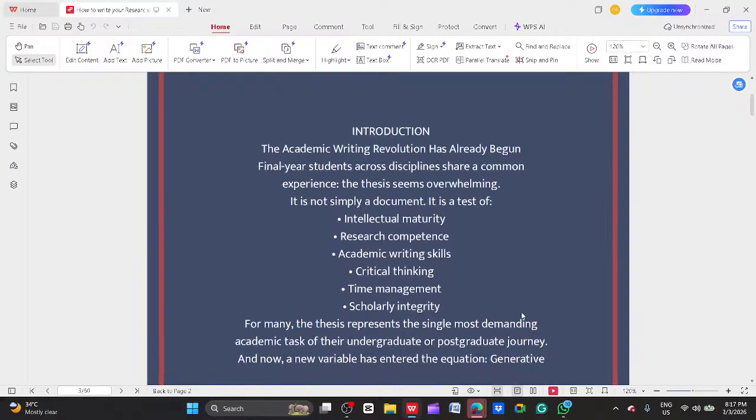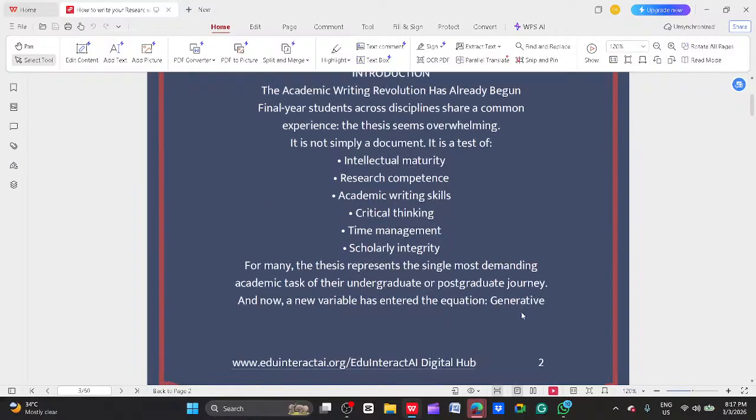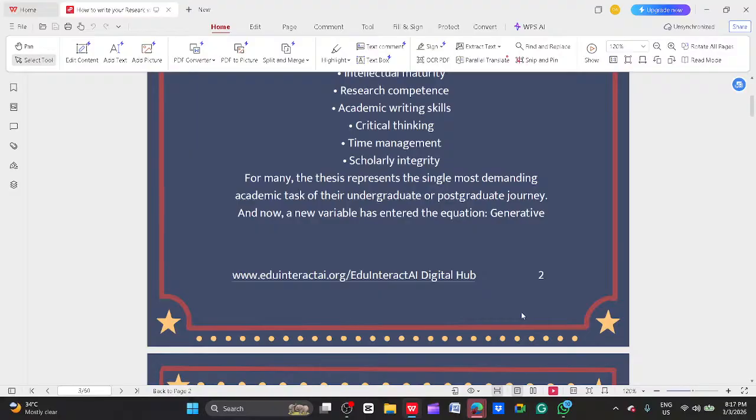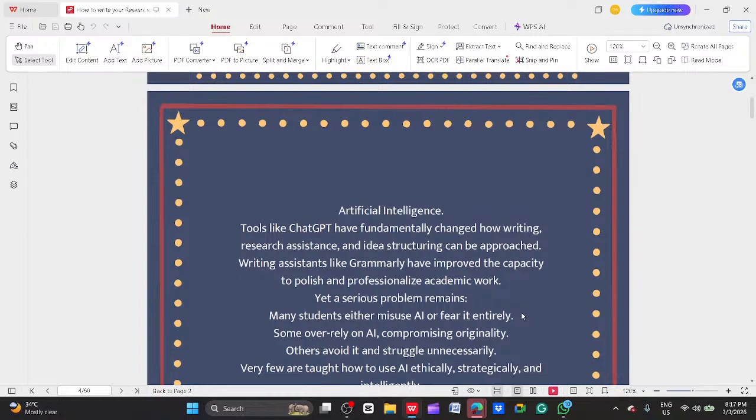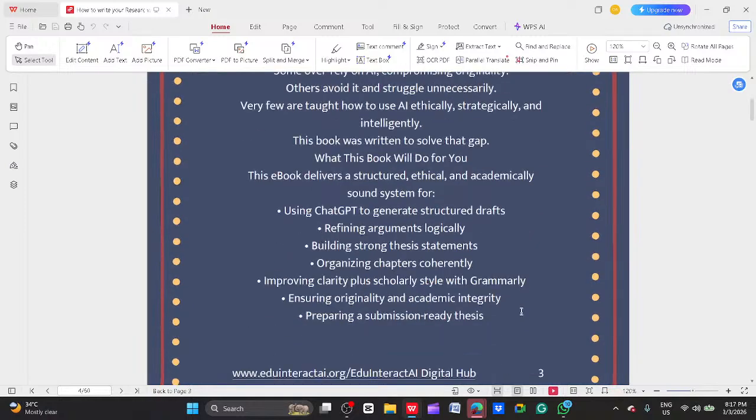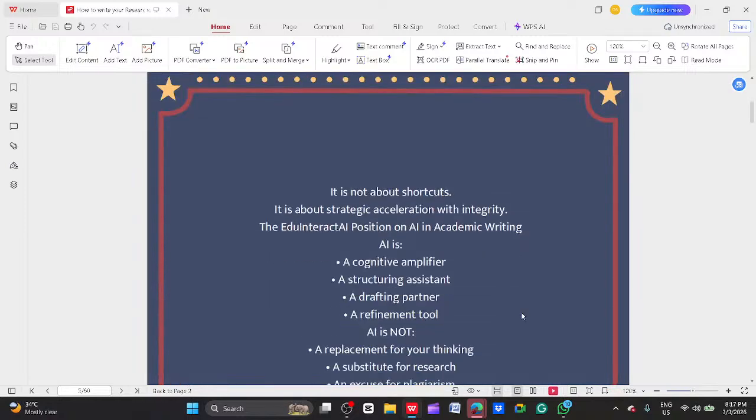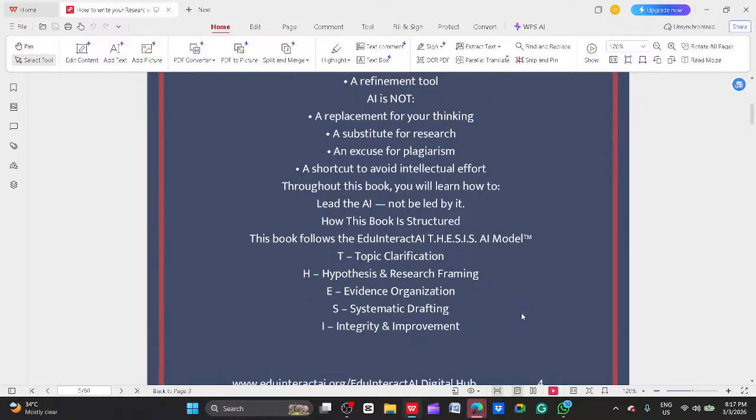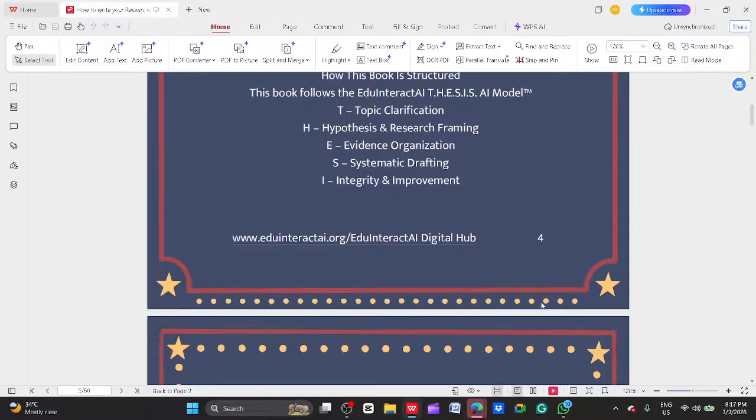We should give AI direction. And the same thing, we were able to look at some basic components of research thesis writing, and we started with the use of the acronym THESIS. We said T is for topic clarification, H is for hypothesis and research framing, evidence organization, systematic drafting, integrity and improvement. That has to be there.